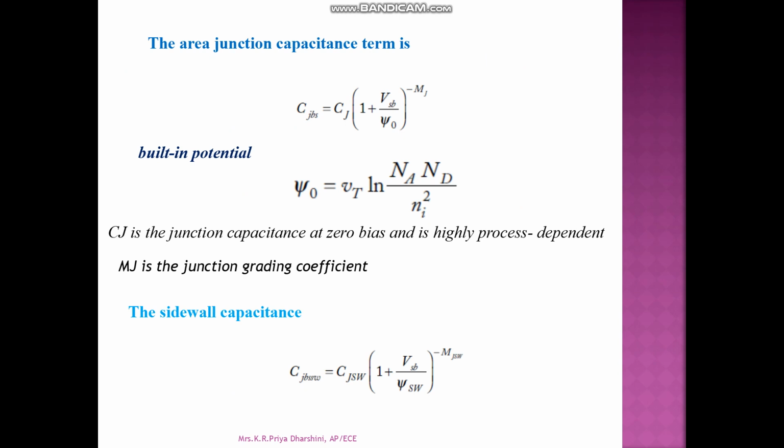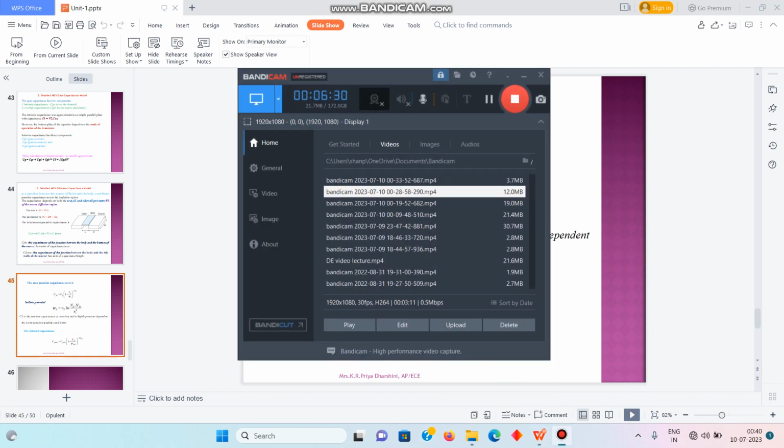The area junction capacitance term is CJBS, equal to CJ into 1 plus VSB divided by psi naught, the whole power minus MJ. The built-in potential, psi naught, is equal to VT into ln of NA ND divided by NI squared. CJ is the junction capacitance with zero bias and is highly process dependent. MJ is a junction gradient coefficient. The sidewall capacitance can be written as CJSW into 1 plus VSB divided by psi SW, the whole power minus MJSW. This is the sidewall capacitance which we have given here.